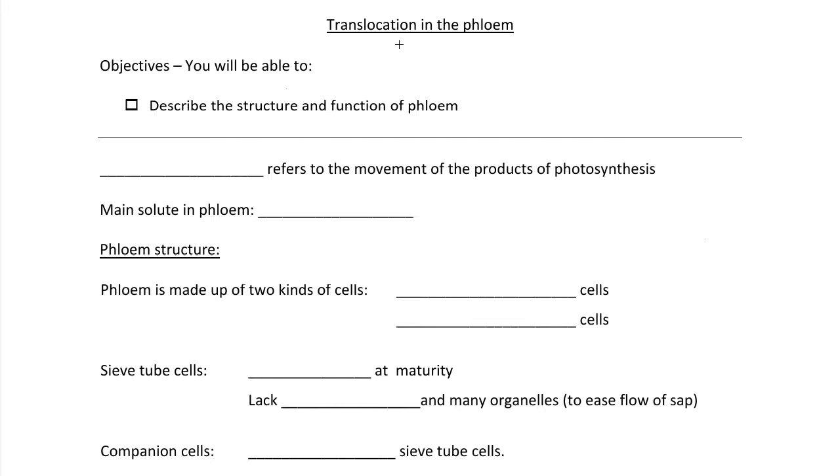This lesson's on translocation in the phloem. Translocation is the term given to the movement of the products of photosynthesis, the sugars made in photosynthesis, and translocation happens in the phloem. The phloem is another vascular tissue. We've looked at the xylem in a previous lesson.